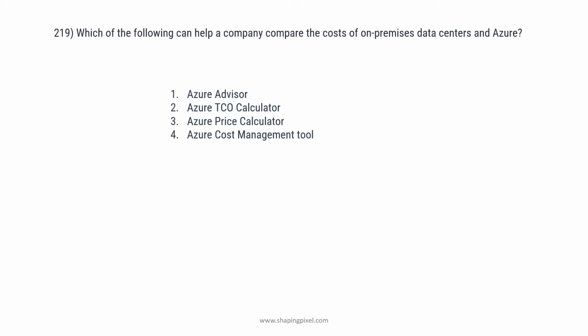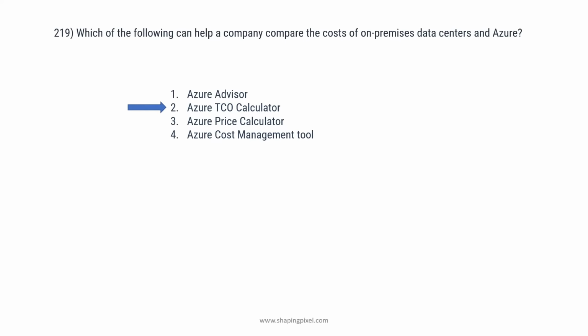Question number 219. Which of the following can help a company compare the cost of on-premises data centers and Azure? And you have four options. Option 1, Azure Advisor. Option 2, Azure TCO Calculator. Option 3, Azure Price Calculator. And option 4, Azure Cost Management Tool.